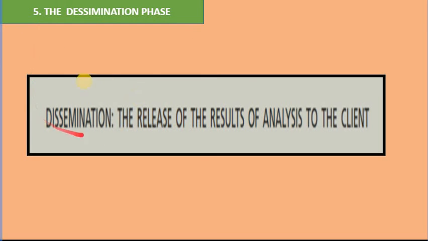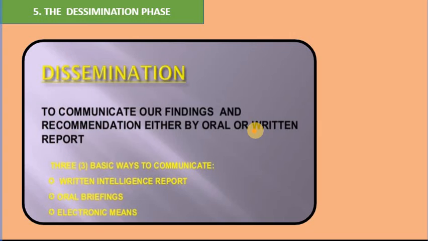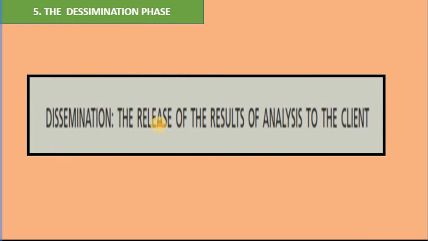Okay? Dissemination phase. Dissemination. Ganito po spelling nga. Ito nasa ilalim, ito yung tamang spelling niya, ha? Itong dissemination. Dissemination, the release of the results of analysis to the client. Ang dissemination, ano yung sabihin ng dissemination? Ibig sabihin, ito na yung pamimigay mo. Ibibigay mo na doon sa proper authority. Yan. The release of results.